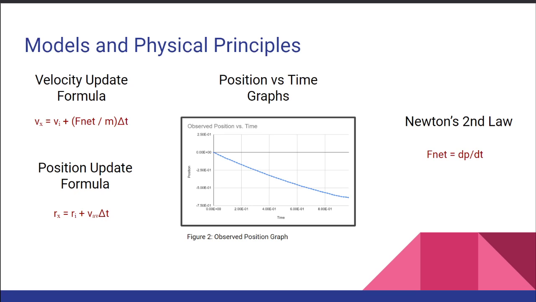Third were the position versus time graphs, and these were used to organize and visualize our data generated from the observed motion and the predicted motion. Finally, we had Newton's second law, F net equals dp dt, which we used to derive the velocity update formula and the position update formula. And it's important to note that when there's no change in momentum in Newton's second law, the net force is equal to zero, meaning we have a constant velocity.